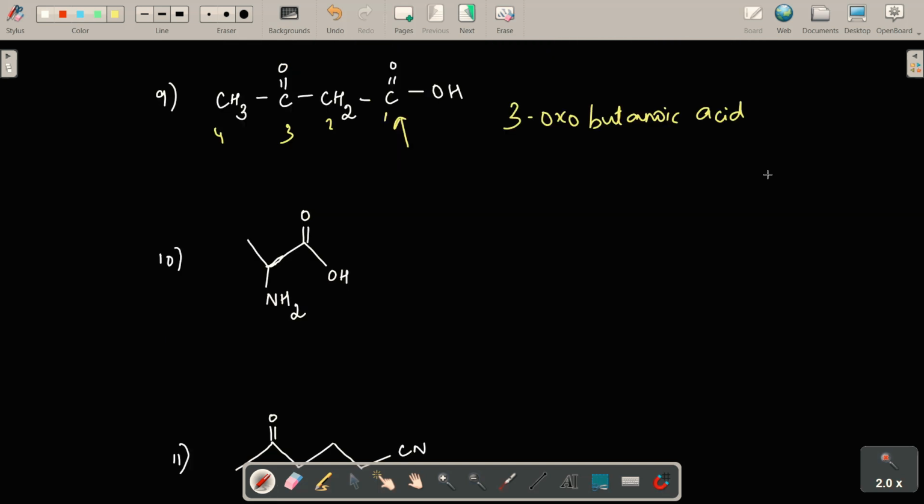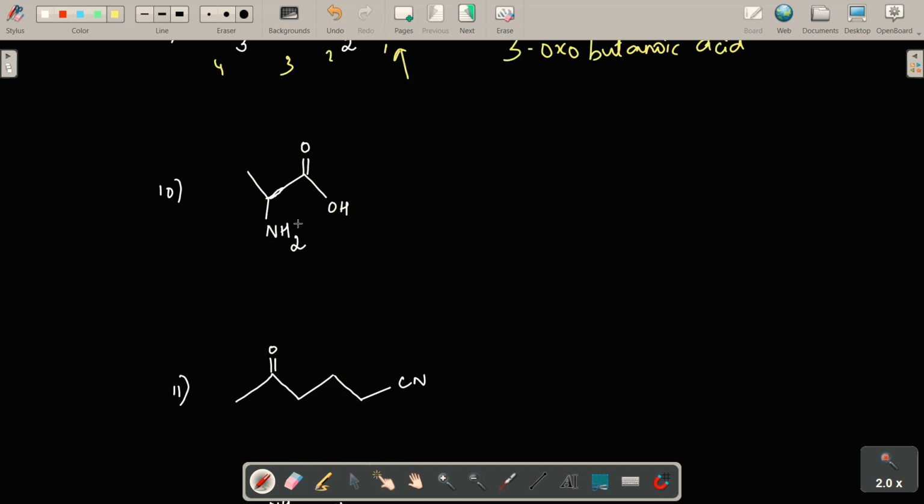Okay, move on to the next one. In this one COOH group is there and NH2 is there. Obviously in the priority list, COOH comes as the primary functional group, and this will be the substituent. So 1, 2 and you have 3 carbons. So in 2 position you have the NH2 group, so you have to write it as 2-amino propanoic acid.